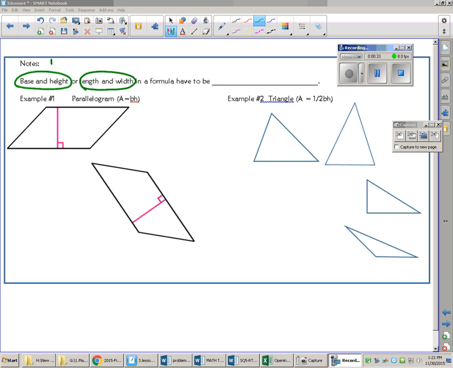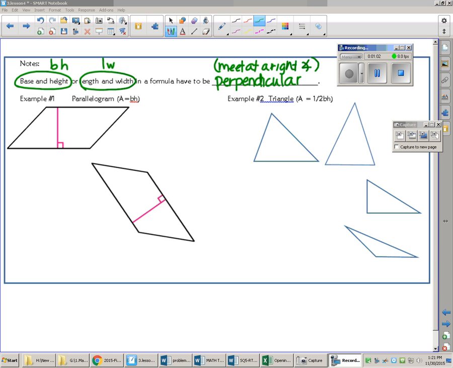If it's base and height, they'll use a B and an H. If they're talking about length and width, they'll use an L and a W. But what you have to remember is that those two always have to be perpendicular. Make sure you write this in your notes. Perpendicular means they meet at a right angle. If you need to pause the video in order to get that down in your notes, please do so. They meet at a right angle.